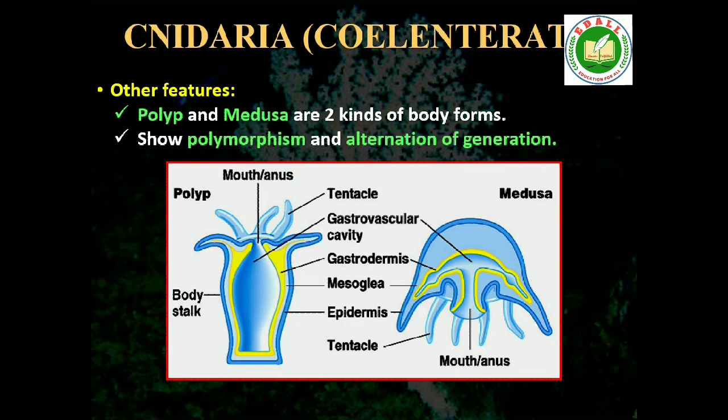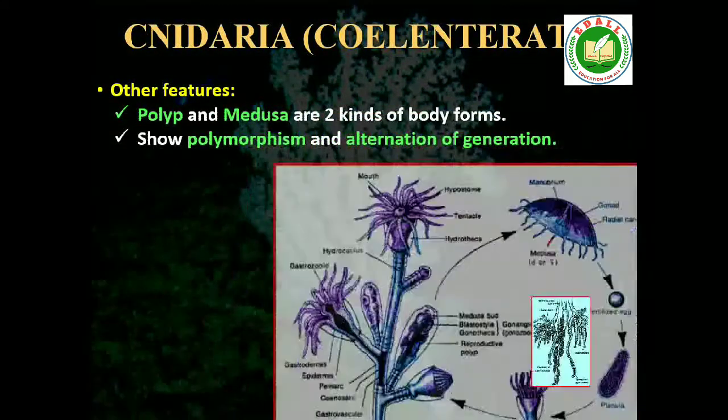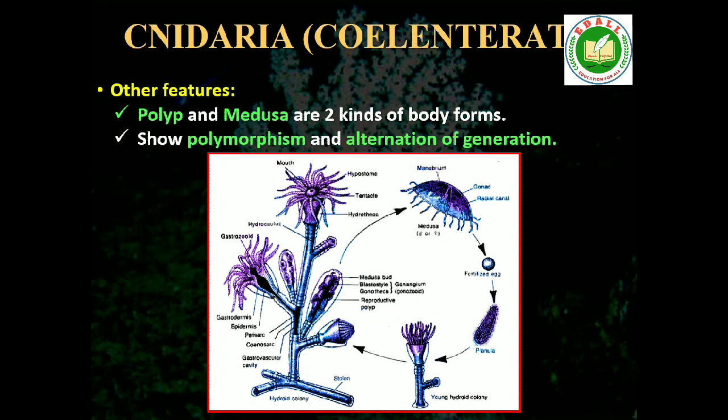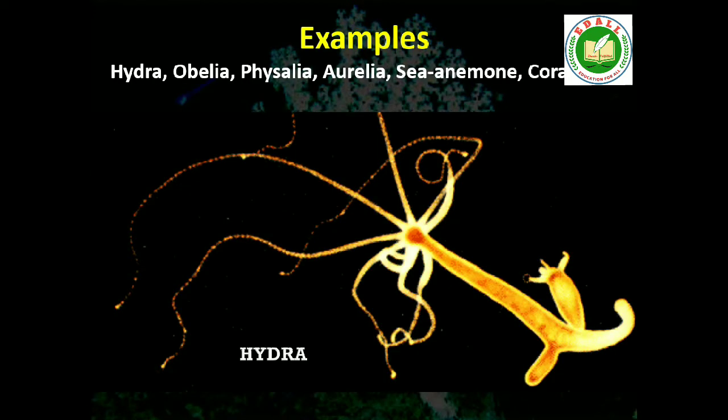Cnidarians exhibit two basic body forms called polyp and medusa. The former is a sessile and cylindrical form like Hydra, Adamsia, etc., whereas the latter is umbrella-shaped and free-swimming like Aurelia or jellyfish. Those cnidarians which exist in both forms exhibit alternation of generation, metagenesis, that is, polyps produce medusae asexually and medusae form the polyps sexually, for example, Obelia.